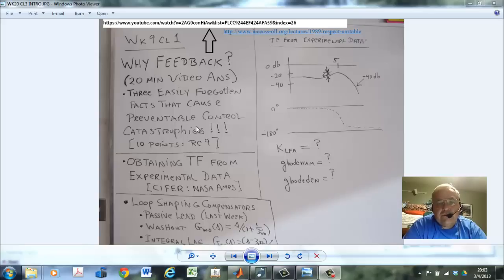control can get out of control. We could have preventable control catastrophes if we forget 3 easy facts. And if you put those facts in RC7, you'll get 10 points.